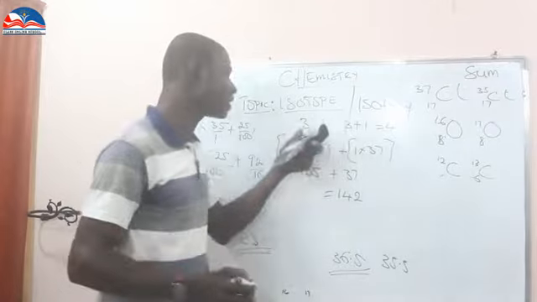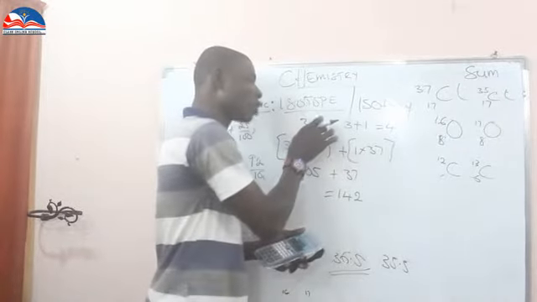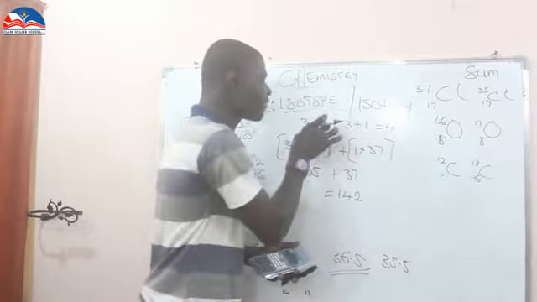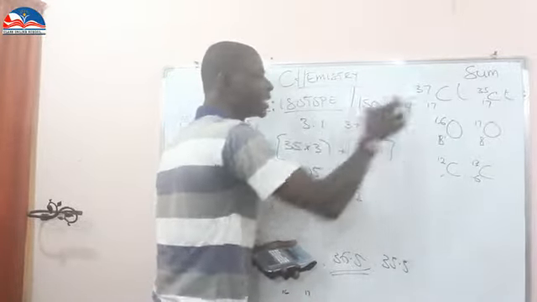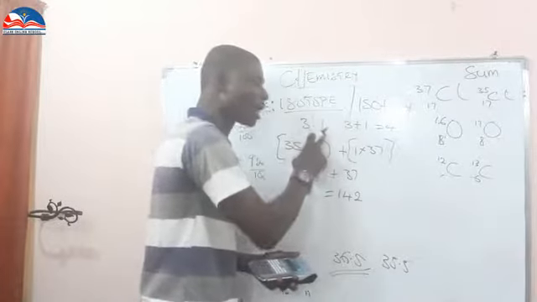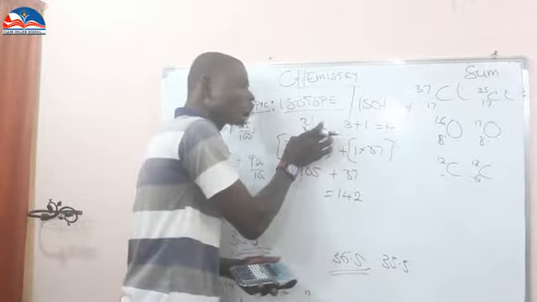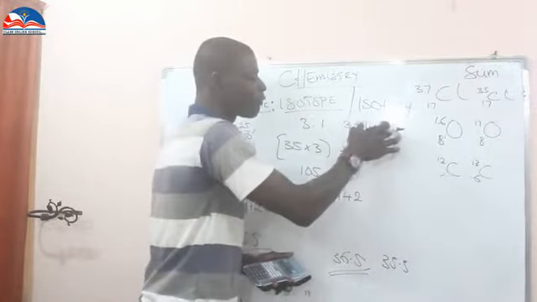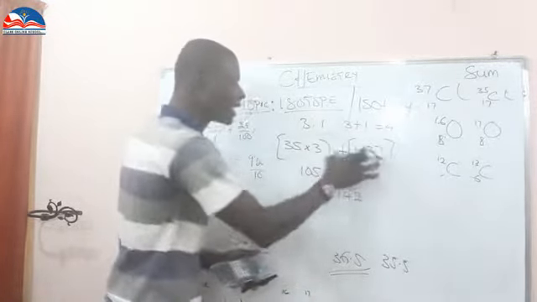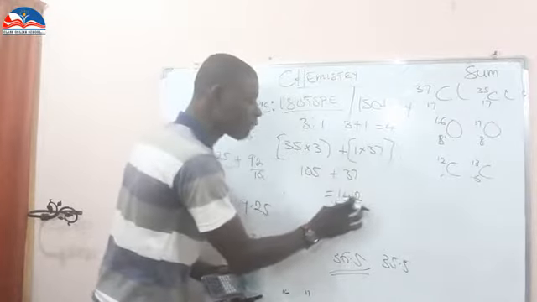Now since this is their percentage ratio occurrence, I have added the 2. 35 occurs in the ratio of 3, 37 occurs in the ratio of 1. So because of that, I have added the two of them together to become 4. And the total of their relative abundance is 142.